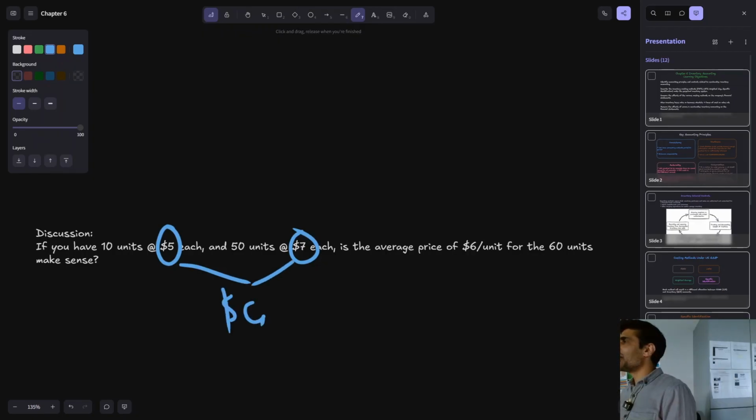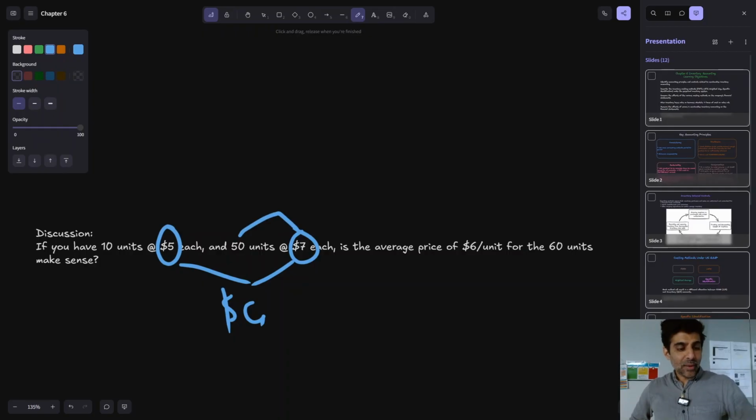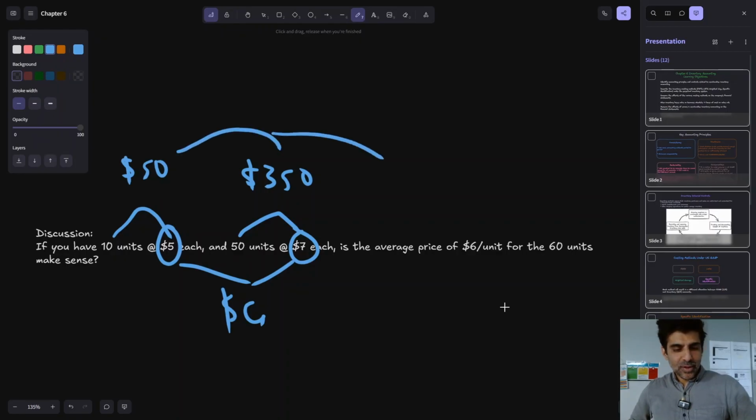Scott was very enthusiastic. So Scott, what do you think? You're doing the math in your head. Let's just unpack what Scott said. He's saying that you had 50 units at $7, so the value of that inventory is $350. And then you had 10 units at $5, and the value of this is $50. Do we agree with that? If we add this up, it's $400.